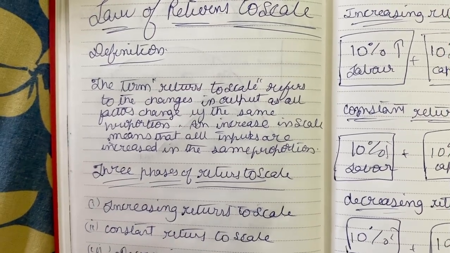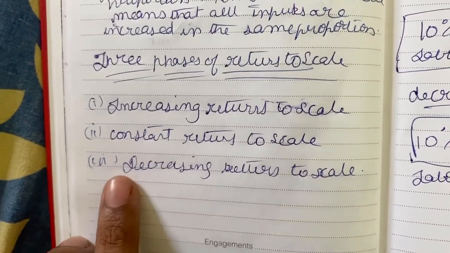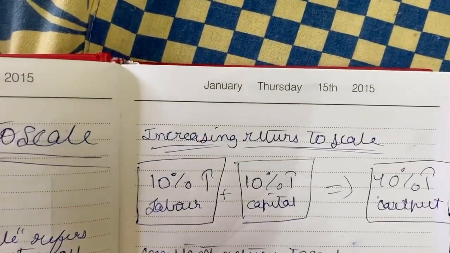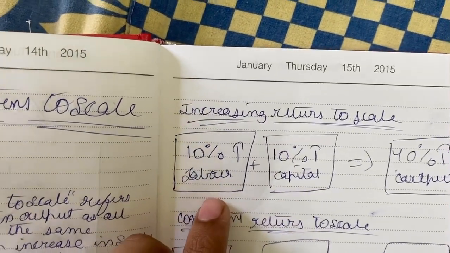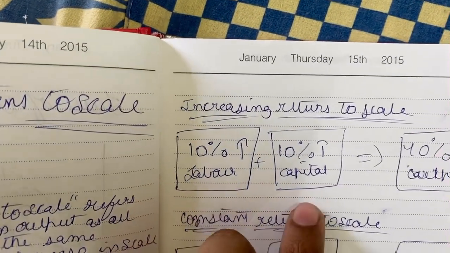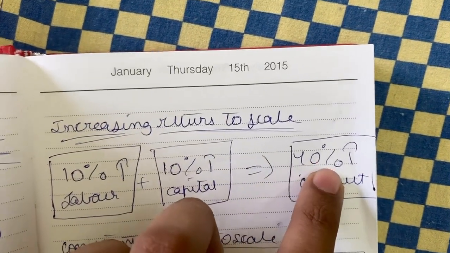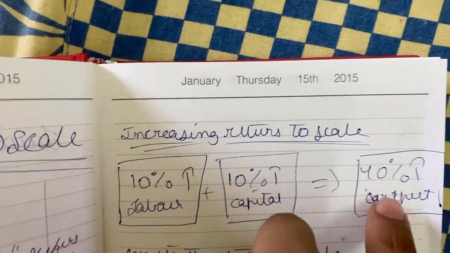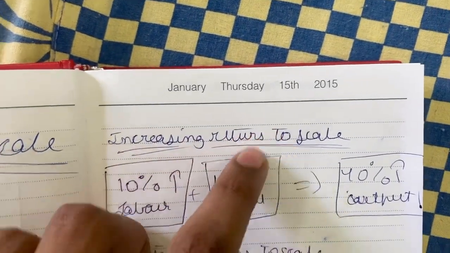Basically, there are three phases of returns to scale: increasing returns to scale, constant returns to scale, and decreasing returns to scale. Which is pretty basic in itself. As in, the increasing returns to scale shows if there's a 10% increase in labor and a 10% increase in capital, and the total increase in output is 40%, that is increasing returns to scale because you're increasing both of them by 10% and getting a return of over 40% in output. That is the increasing returns to scale.